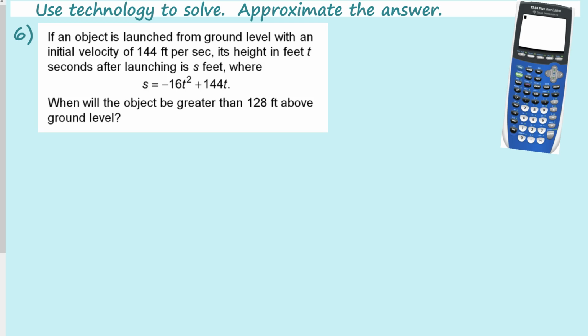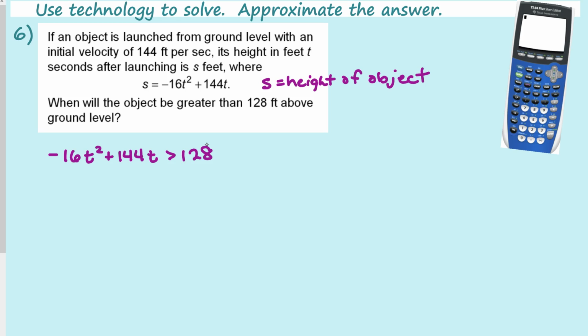Okay, finally we have this problem and we're going to use a graphing calculator. It says if an object is launched from ground level with an initial velocity of 144 feet per second, its height in feet t seconds after launching is s feet, where s is negative 16t squared plus 144t. So s is the height of the object. When will the object be greater than 128 feet above ground level? So we want the height to be greater than 128.